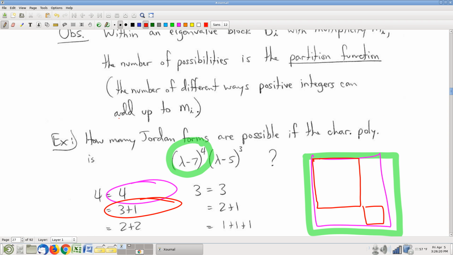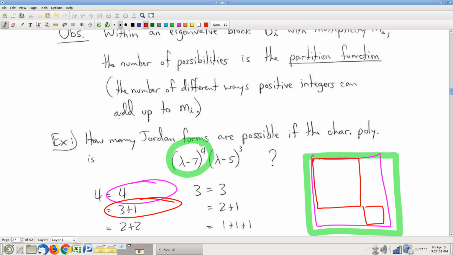The connection between this little arithmetic and the pictures that I'm drawing over here is, think about the diagonal entries. How many diagonal entries are inside each of the basic Jordan blocks? With the purple picture, all 4 of the diagonal entries are inside the first and only basic Jordan block. In the second picture, there are 3 diagonal entries inside the first basic Jordan block and 1 diagonal entry inside the last one. In both cases, there's a total of 4 diagonal entries.